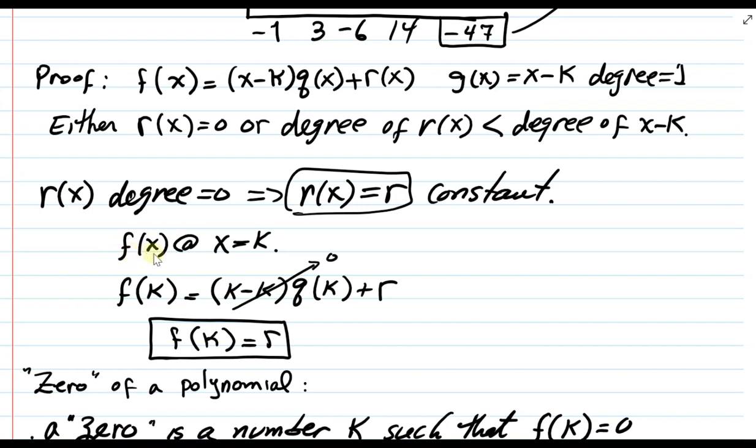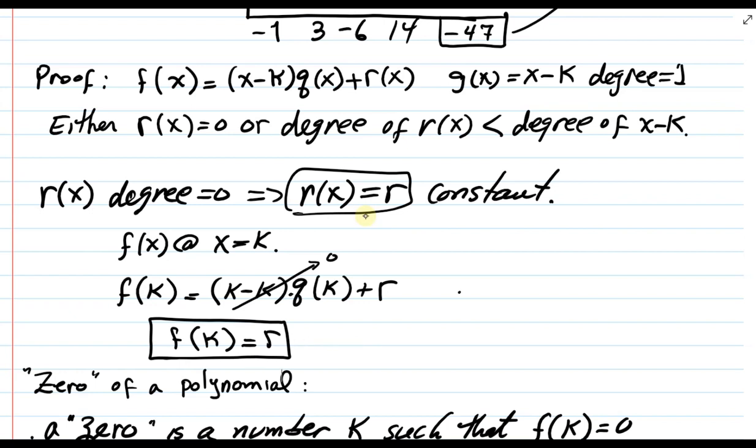So I went ahead and said r of x equal to simply r, a constant. Now, if I evaluate the function at k, right up here, replace x with k, I have f at k is equal to, and from this, we'll be able to see that the product is going to be 0 times q of x plus a remainder, and we get the proof of the remainder theorem. Pretty easy.